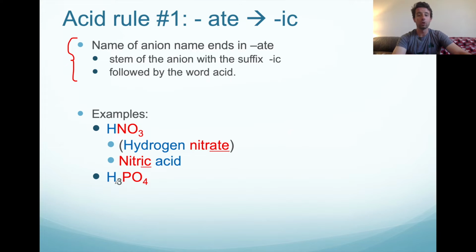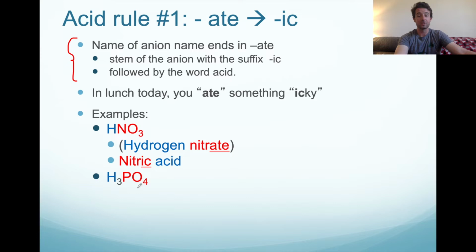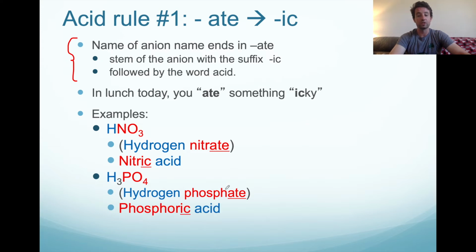For PO4, you might be able to guess that PO4 is phosphate. So it would be hydrogen from the H, and then phosphate. So the ending would be phosphoric acid. Notice in this case, the fact that there's a 3 next to the H does nothing. It doesn't influence the name at all. The only thing we're looking at when it comes to acid rules is the ending ATE.